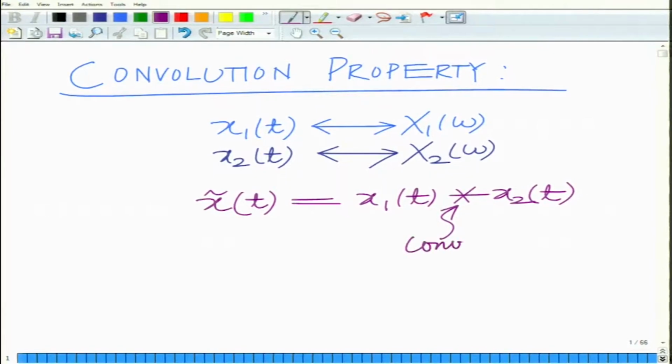So, remember, this is the convolution operator. We have x1(t) with Fourier transform capital X1(omega), and small x2(t) with Fourier transform capital X2(omega). Now, we want to see what is the Fourier transform of the convolution of these two signals, that is x tilde(t), which is the convolution of x1(t) with x2(t).